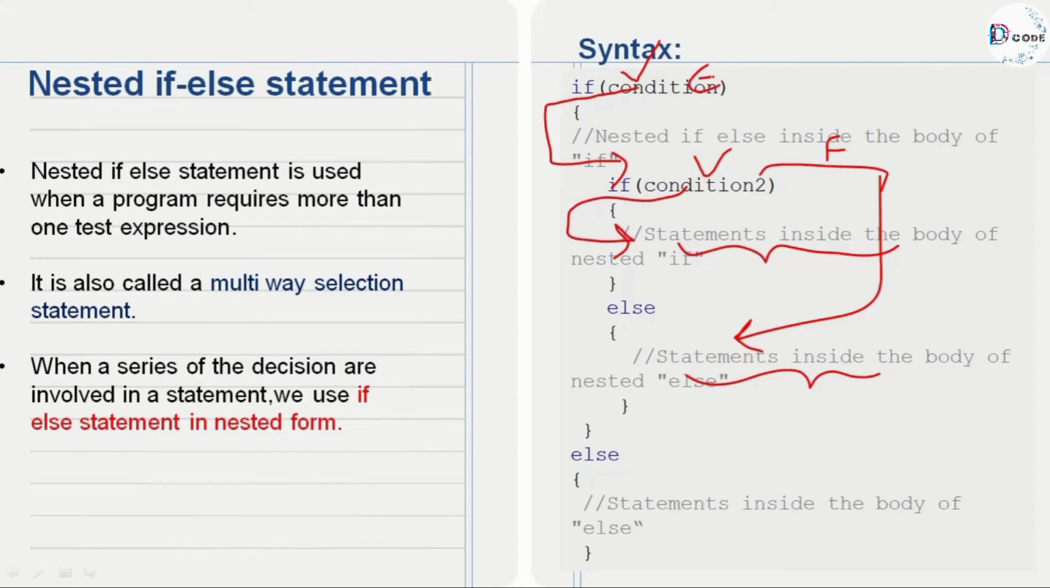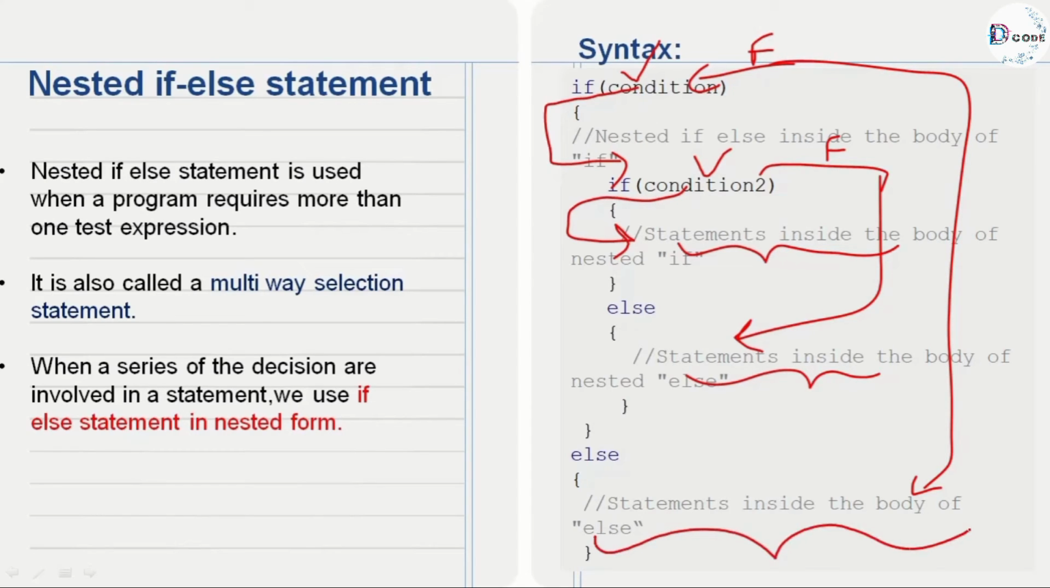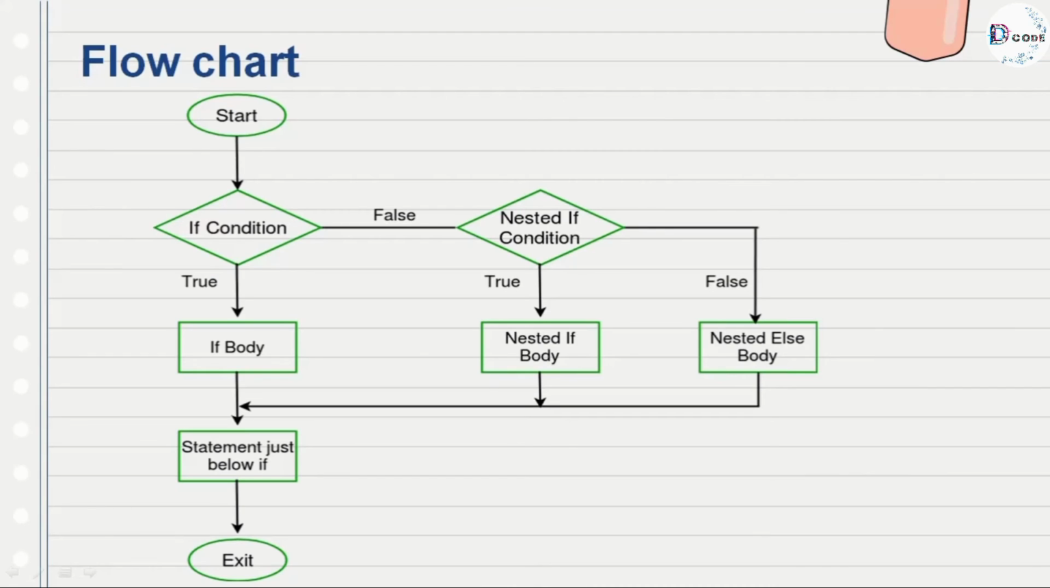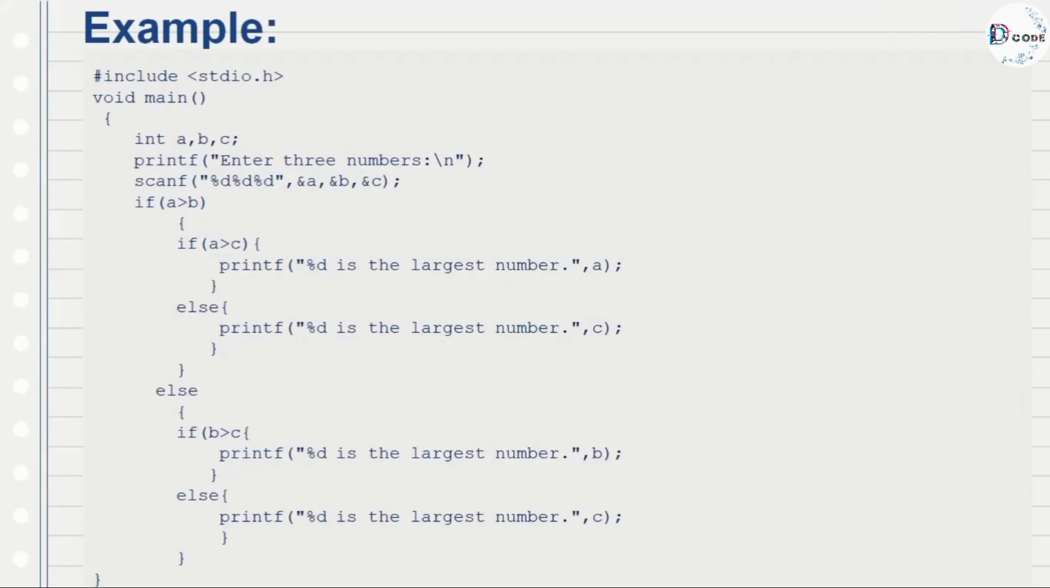Suppose initially the condition is false, then it directly goes to the else block and executes this set of statements. Just see the flowchart of the nested if else statement. Now let us look at an example. This is a program to check which is the largest number among the three given numbers.